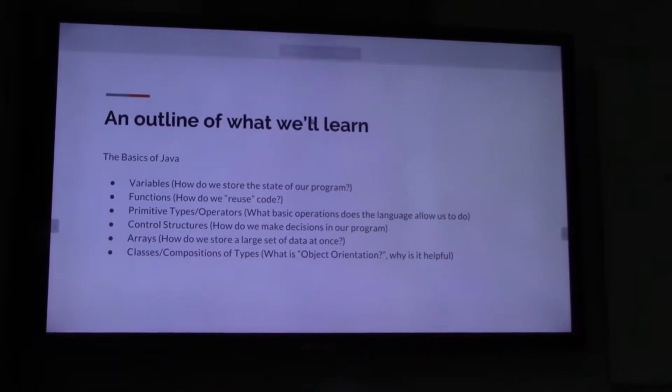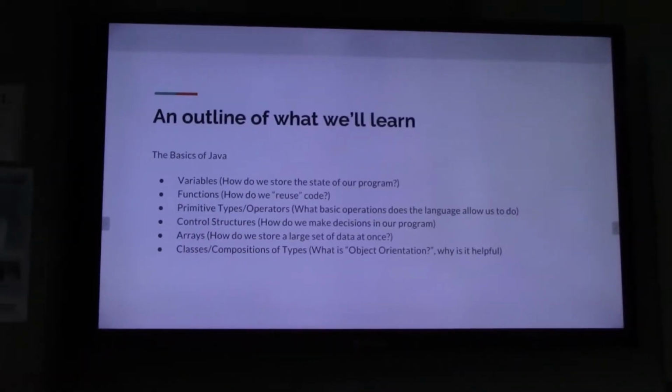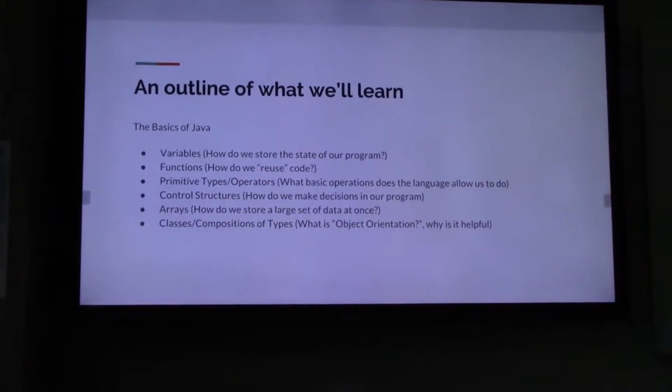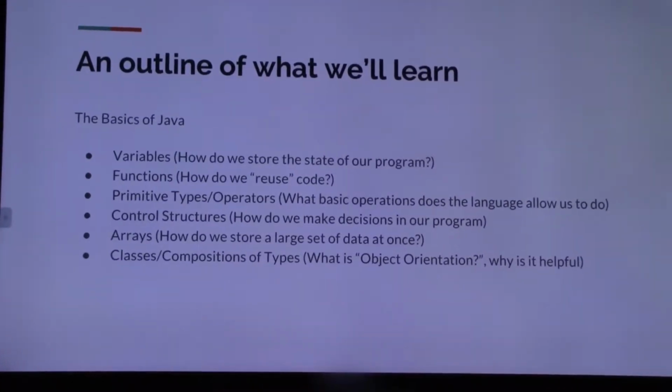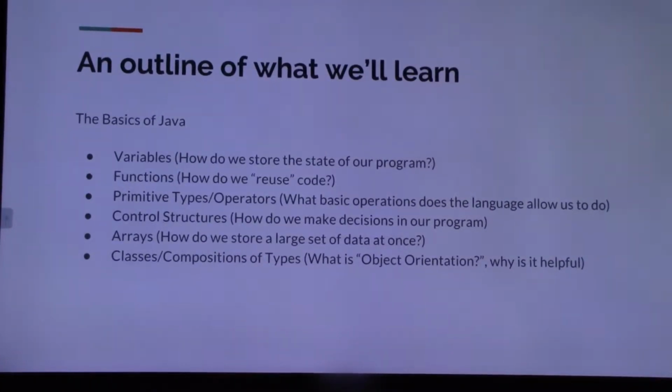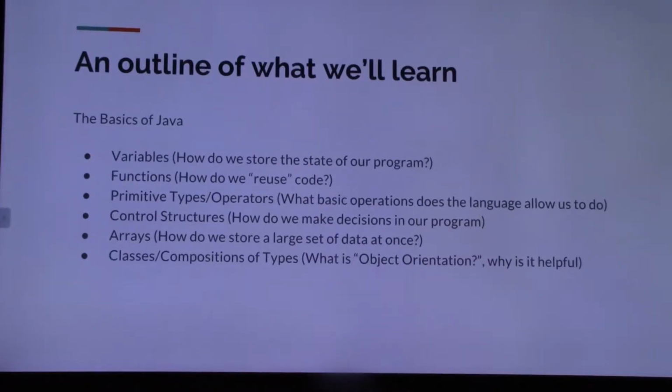I'm just going to give a little outline of what this presentation will cover and what some of my examples cover. So really, I'd call this the basics of Java. You've got variables, which are basically how you store the state of your program, and more specifically, how do you deal with values that you don't know when you're writing your program. Where do you put those? That's what variables are really for. Functions are about how you reuse code. So we'll probably explain more about that later.